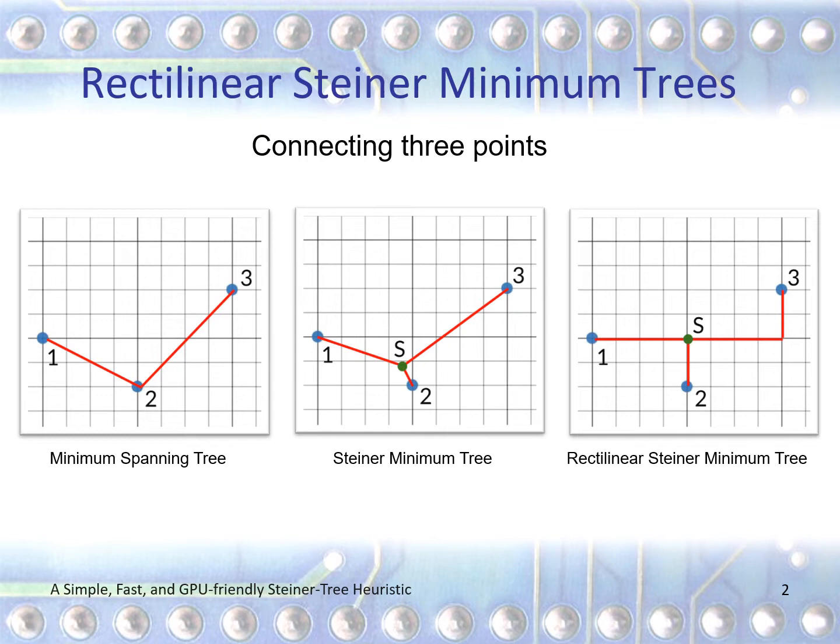full MST. If we add the additional constraint that all edges must be either horizontal or vertical, and in this case, due to a manufacturing requirement, we get the rectilinear Steiner minimum tree on the right. 1, 2, and 3 are connected with only horizontal and vertical lines through Steiner point S to create a full spanning tree. These rectilinear Steiner minimum trees are what SFP computes.